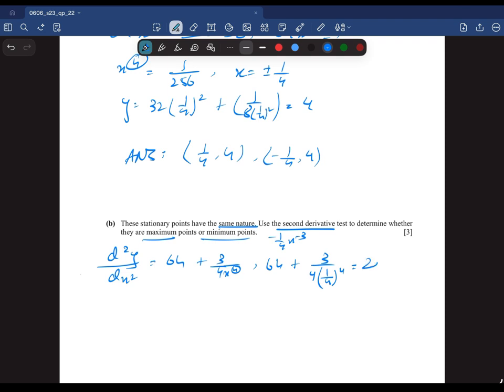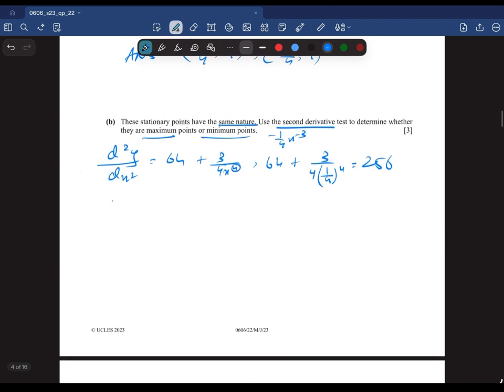You get 256. Now d2y upon dx squared is equal to 256, which is greater than 0, and hence these points are minimum points.